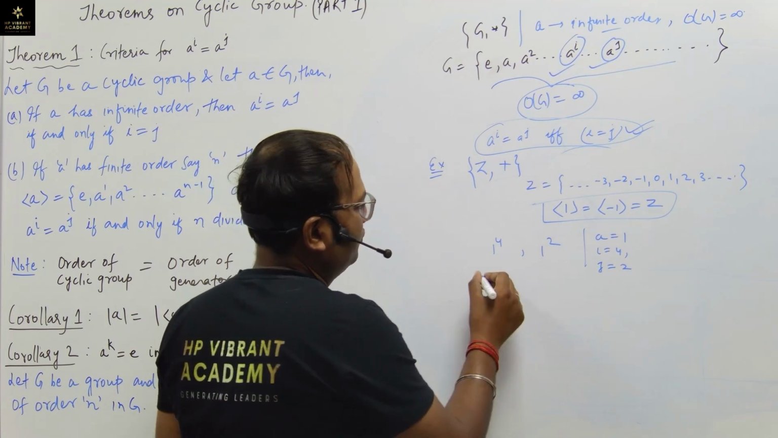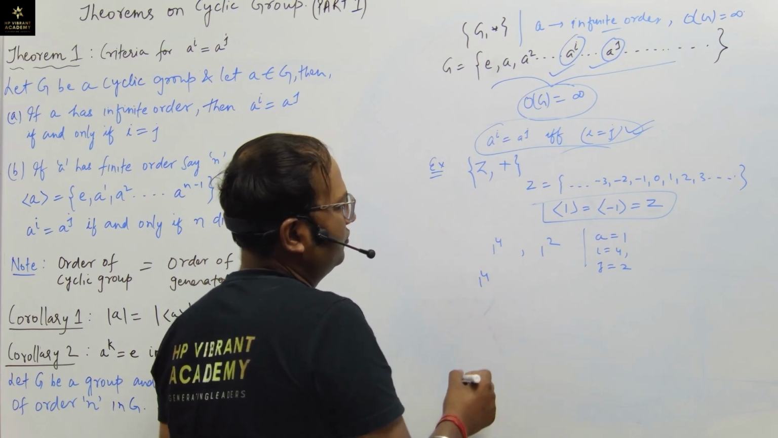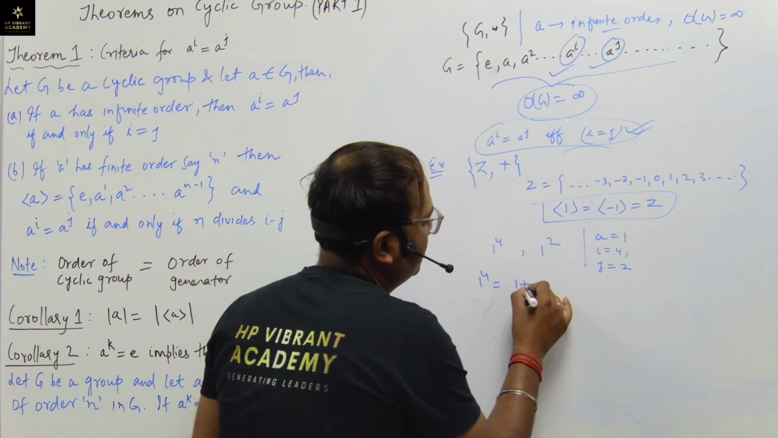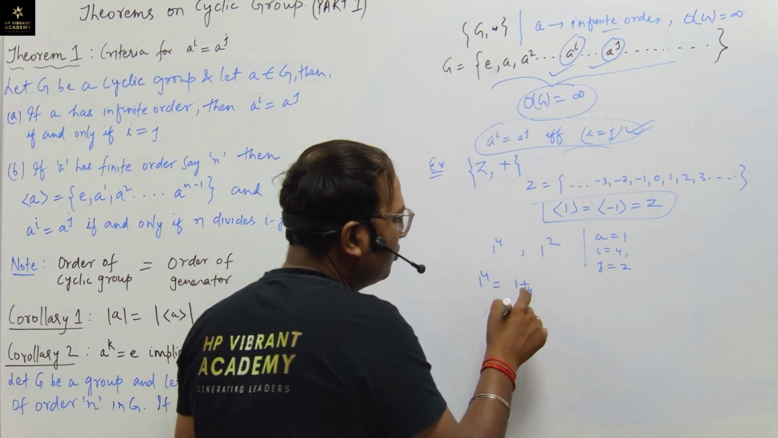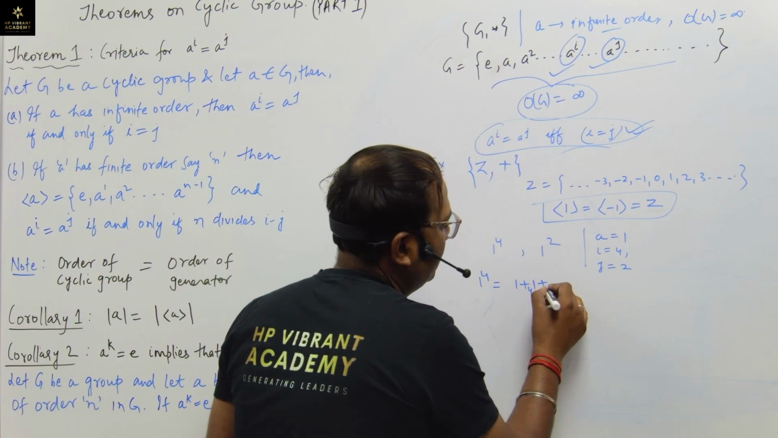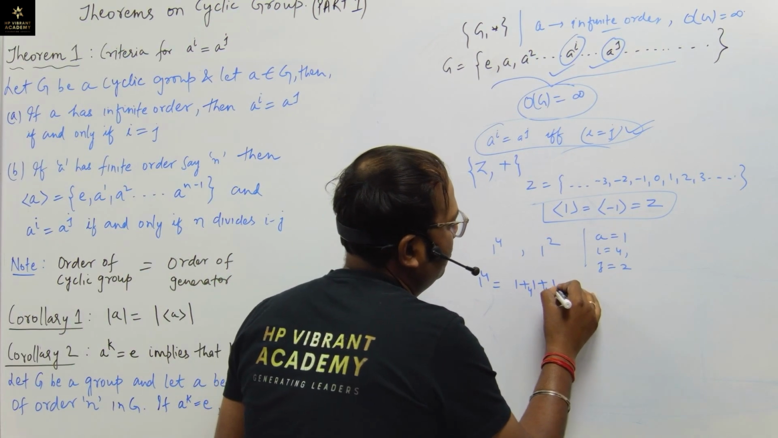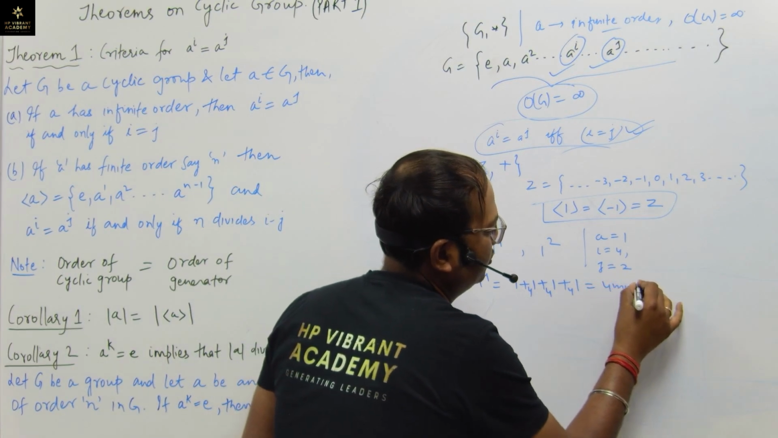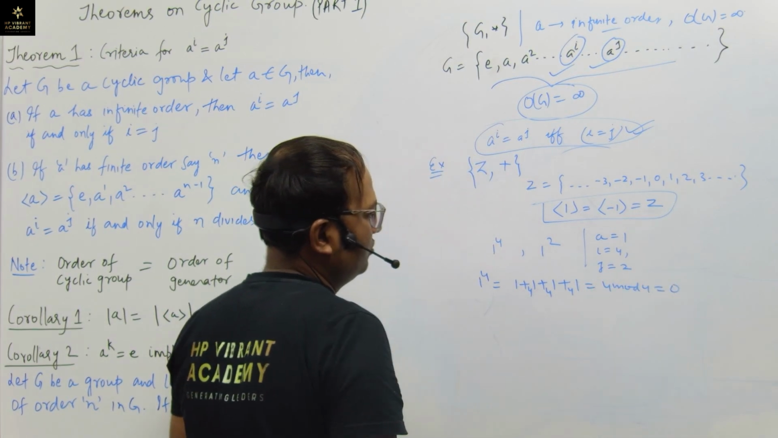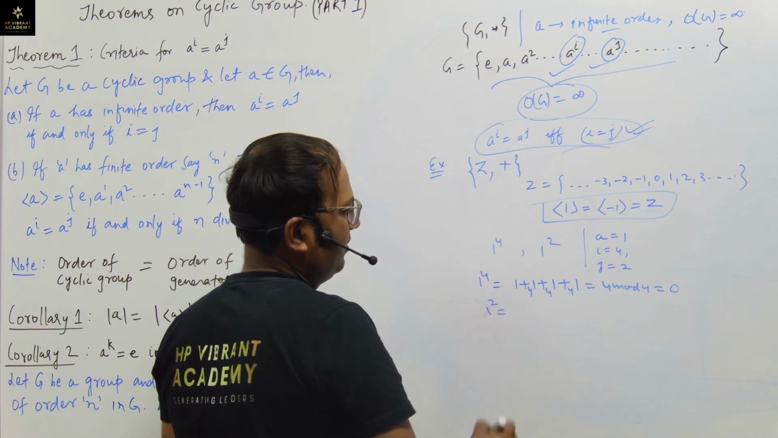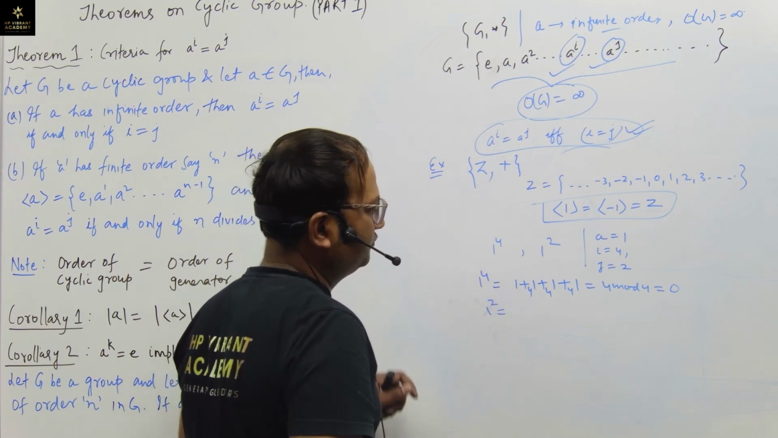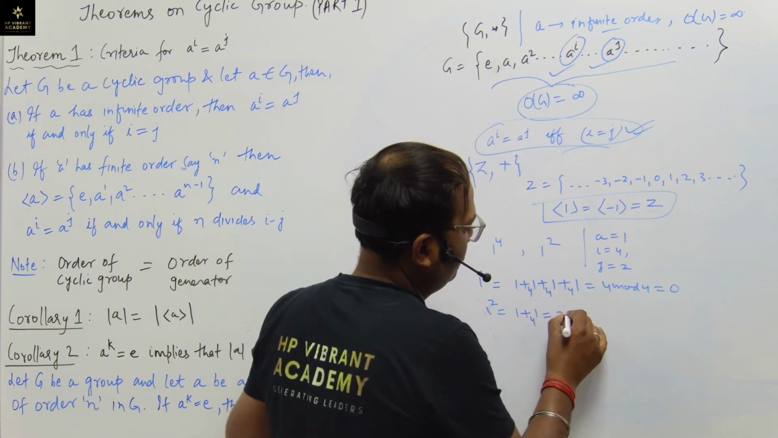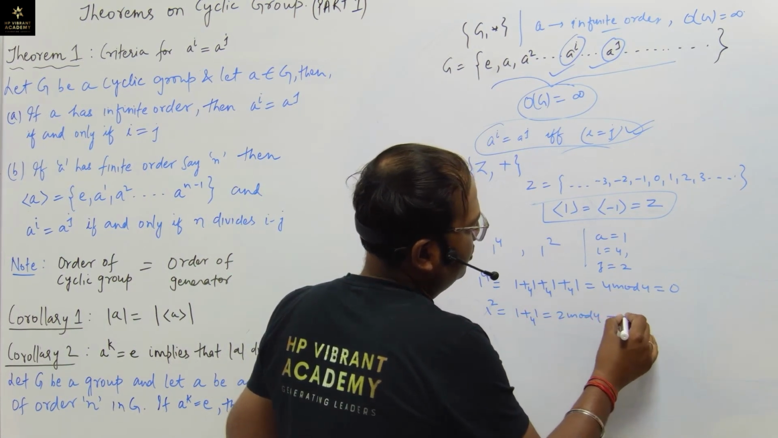Okay, so let us find 1 to the power 4. So this means 4 times operation. This is equal to 1 plus addition modulo 4, 1 plus addition modulo 4, 1 plus addition modulo 4. So this is equal to 4 mod 4. This is equal to, remainder is 0. Now 1 square. This is 1 plus addition modulo 4, 1. This is 2 mod 4. This is equal to 2.